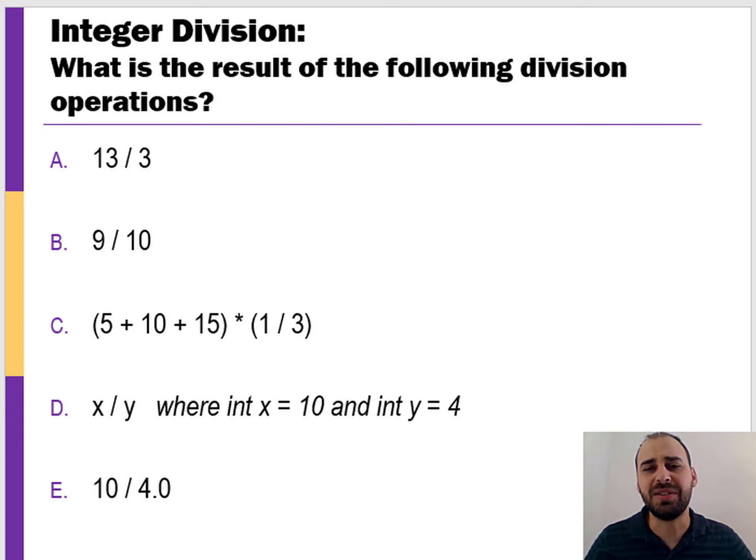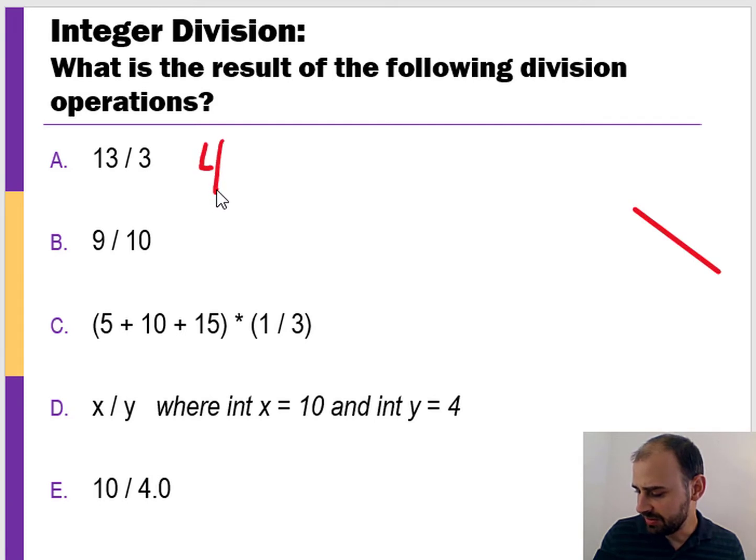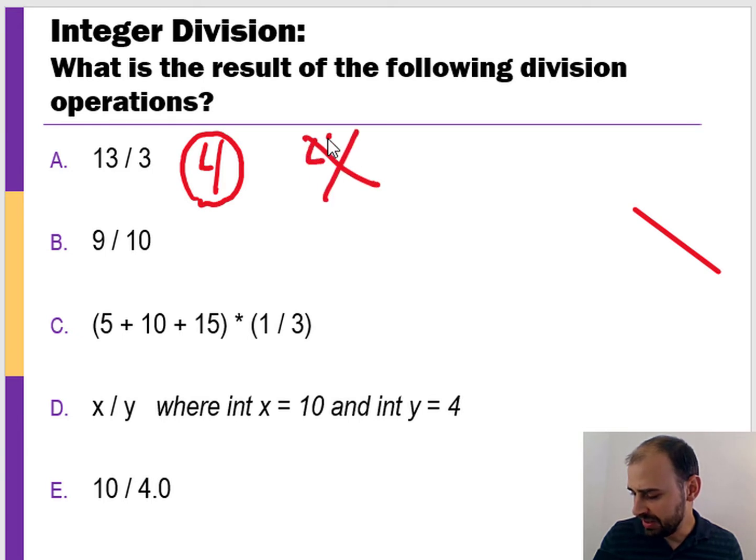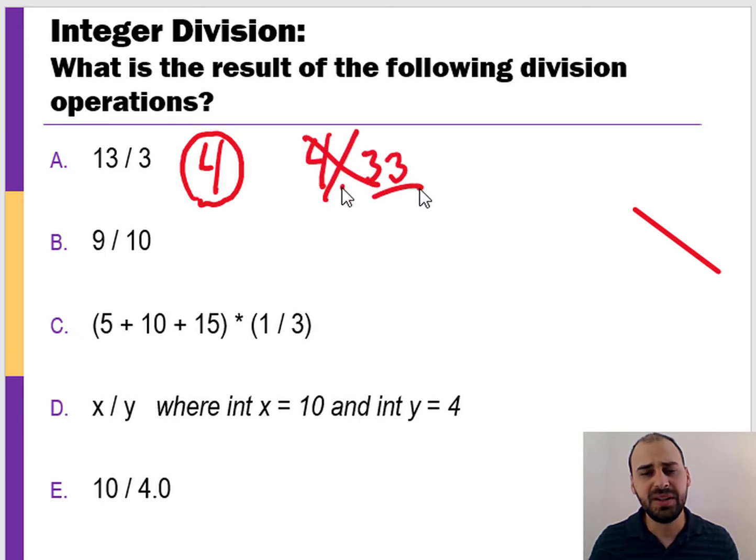So let's think about what happens when we're dividing two integers. We want to remember that if we're dividing two integers, the result is an integer, which means we're losing everything to the right of the decimal point. So when we take integer 13 and divide it by 3, the end result is going to be 4. It is not going to be 4.33. We lose everything to the right of the decimal point in a process referred to as truncation.